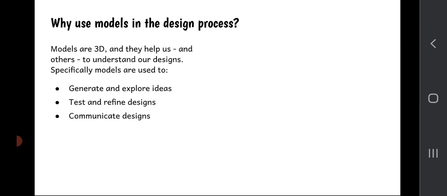So why bother using models in the design process? Well, models are an improvement over a sketch. They're 3D and they help us to understand the designs that we're trying to come up with. They help other people understand their ideas as well.